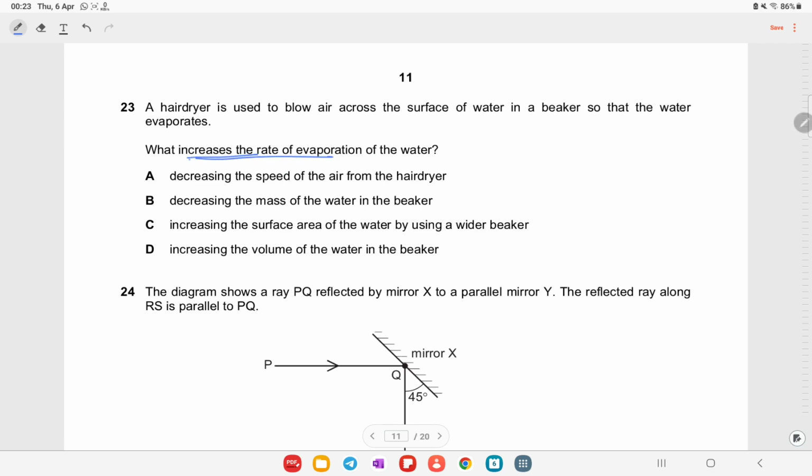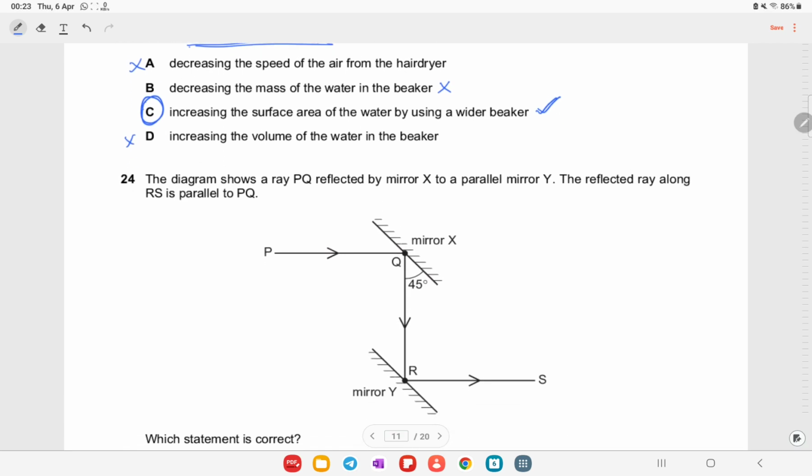What increases the rate? The decrease in the speed of air from the hair dryer? No, this is not true. Decreasing the mass of the water? No, we haven't studied this. Increasing the surface area of the water by using a wider beaker? Yes, if you increase the surface area, obviously the evaporation will increase. Increasing the volume? No. So option C is your right answer.